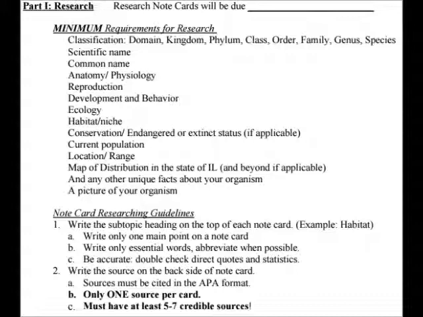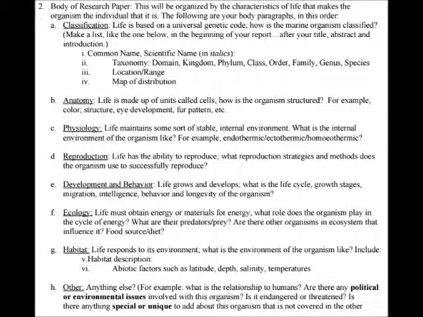Any other unique facts about your organism, and you want to maybe start looking for some pictures and finding those links. Now if you turn to, I believe, the next page, it will describe a little bit more about what some of these things I'm looking for. So what does ecology mean, or what specific questions am I looking for you to answer about its anatomy or reproduction? So if you're looking at the next page, we'll give you a little bit more detail about what some of those categories or subtopics were.